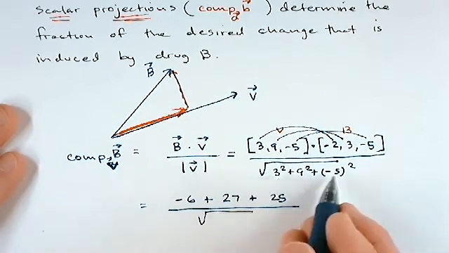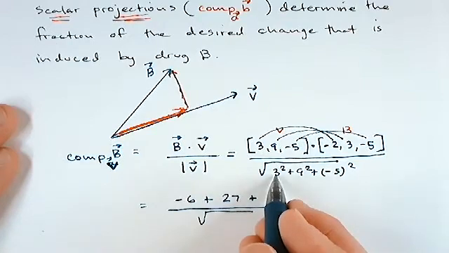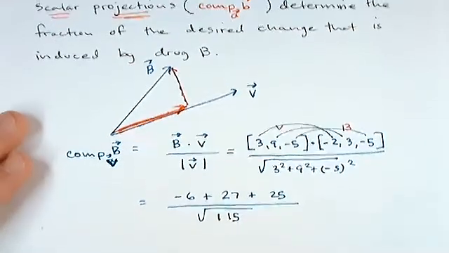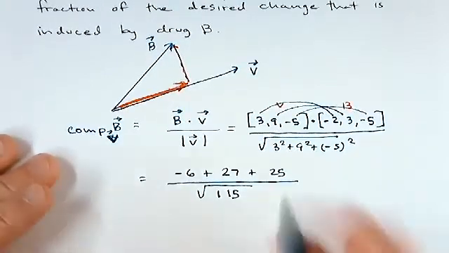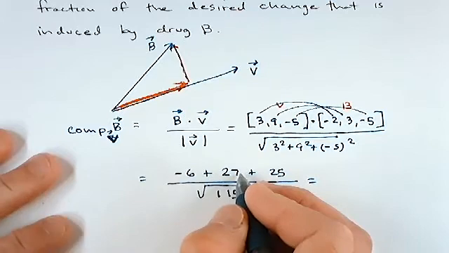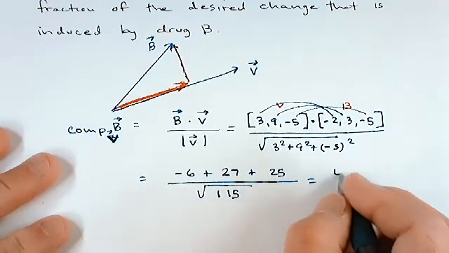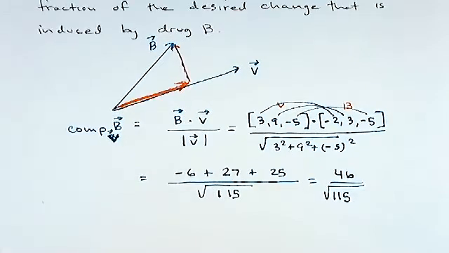81, okay, this isn't bad. 81 plus 9 is 90 plus 25. I believe that's the square root of 115. And so this will give me -6 plus 27 is 21, plus 25 is 46, over the square root of 115. That's about 4.28. Thank you.